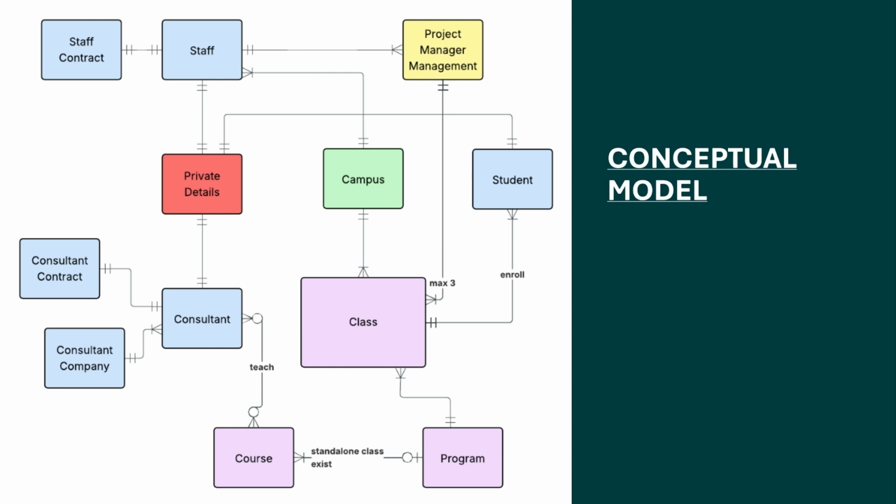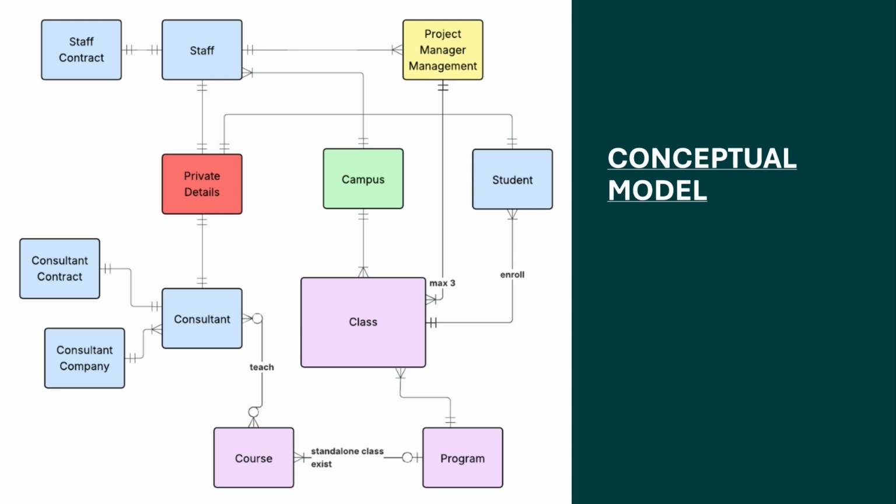And then the education structure is built around programs, courses, and classes. So one program can contain many courses, and one course can belong to a program or exist as a standalone course. Classes represent the actual delivery of education and are linked to one campus and optionally one program.